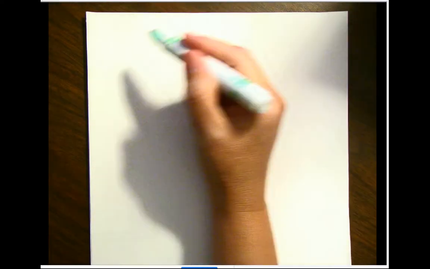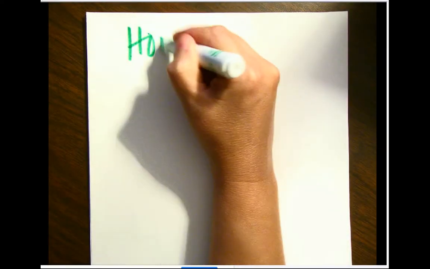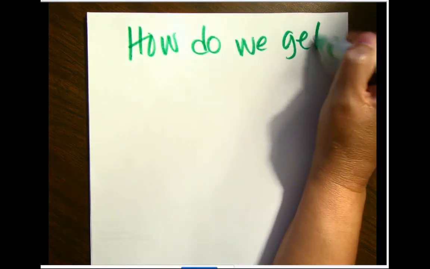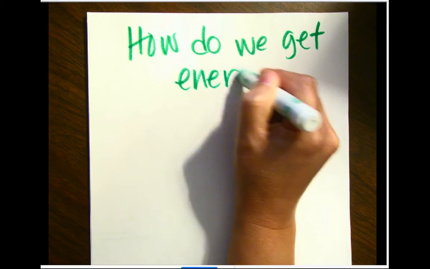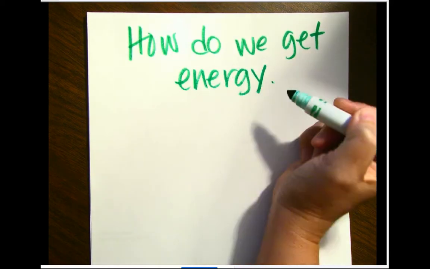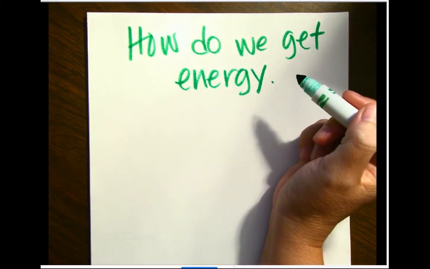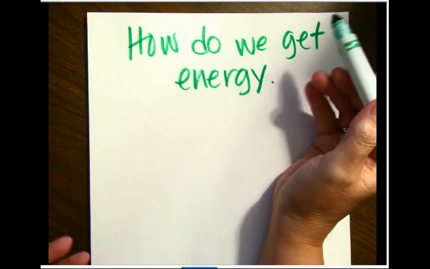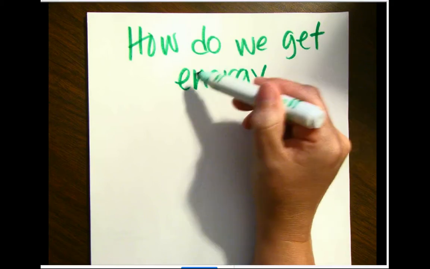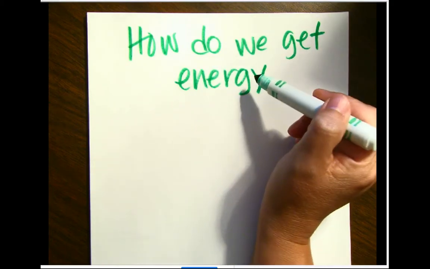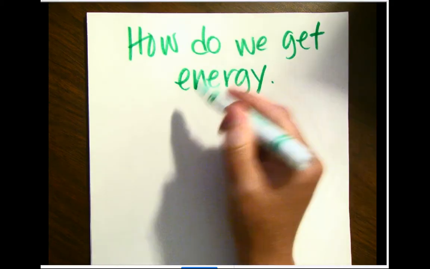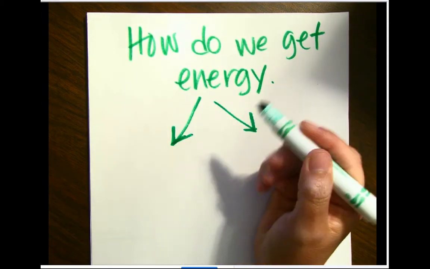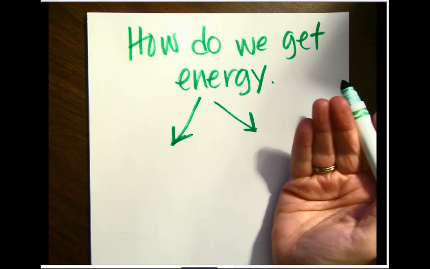Okay. How do we get our energy? If you remember from cell theory, one of the components of cell theory is all living things need energy. They need to obtain energy in order to live. So how do we do that? Well, there's two different types of organisms. There's two different types of living things, organisms.